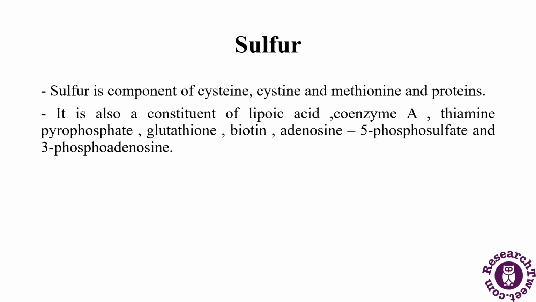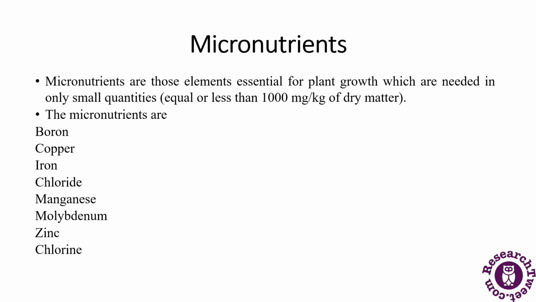Sulfur is a component of cysteine, methionine and proteins. It is a constituent of lipoic acid, coenzyme A, thiamine pyrophosphate, biotin, adenosine 5-phosphosulfate and 3-phosphoadenosine. So these are some of the constituents of sulfur. These were all about the macronutrients.